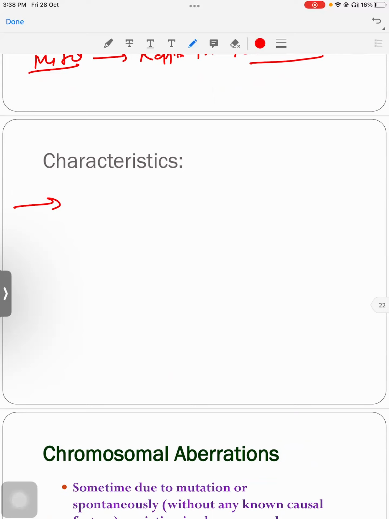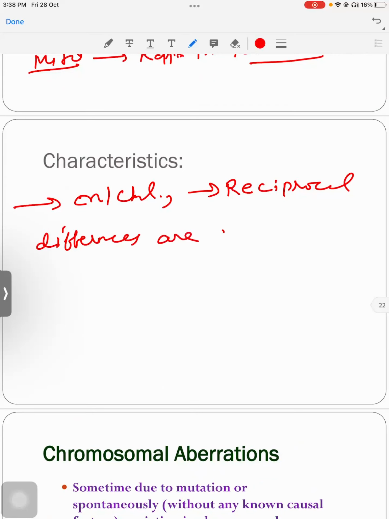These plasma genes are associated with the mitochondria or the chloroplast. That is the first point. Next, they are uniparental, and the most important is that reciprocal differences are observed.